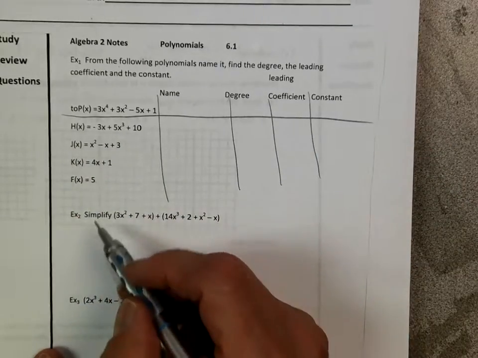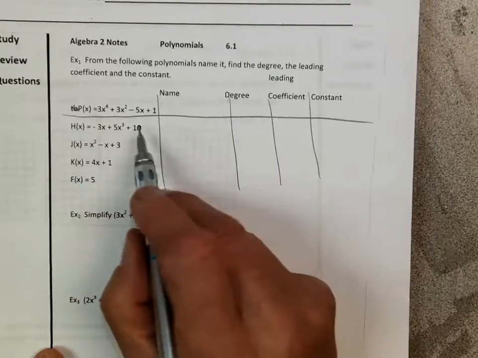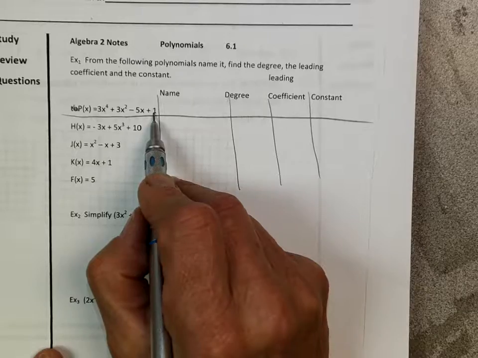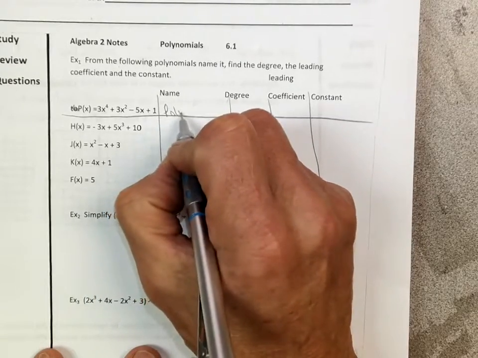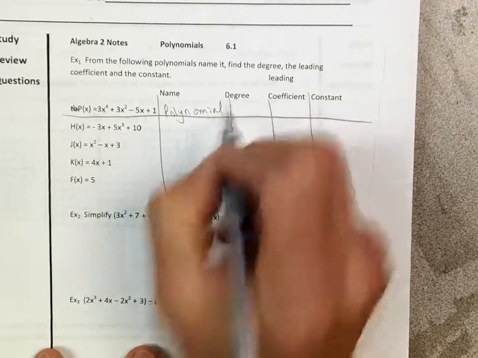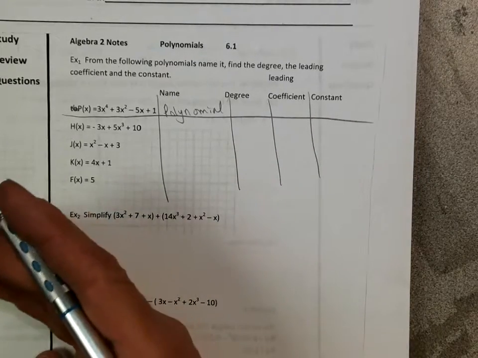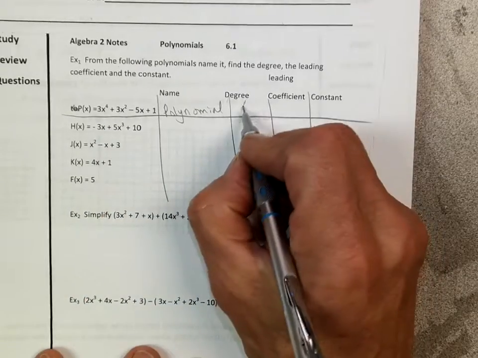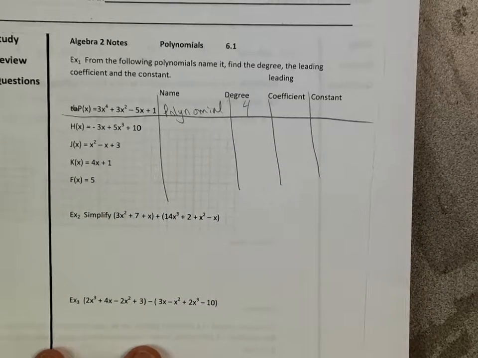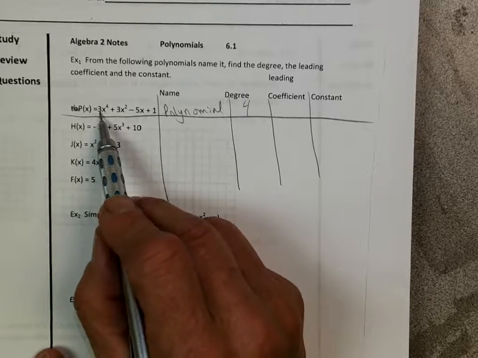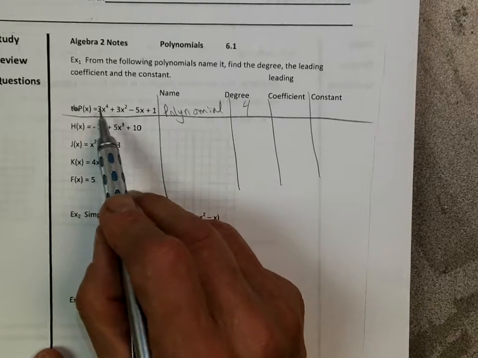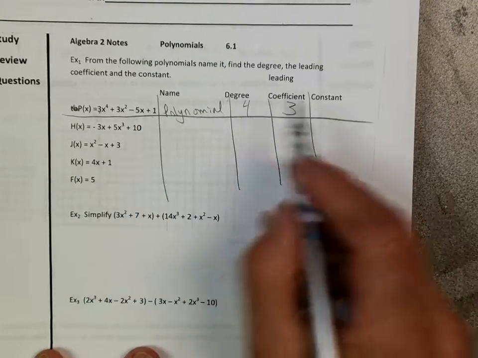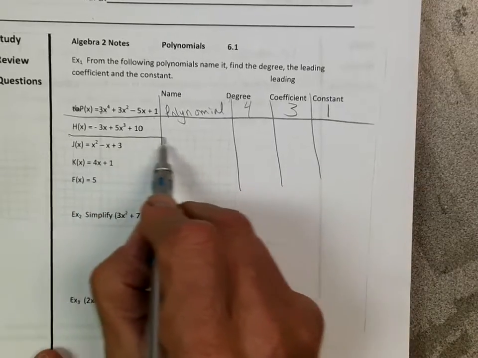So the first one, the name, well, there's 1, 2, 3, 4 terms. We don't call it a quadnomial. We just call it a polynomial, that's all. Polynomial. So, anything bigger than 3 is going to be called a polynomial. Degree is the largest exponent, which is 4. Leading coefficient is the number in front of the biggest degree, which is the number 3. And the constant is any number by itself without a variable. That's just the 1. Sweet.